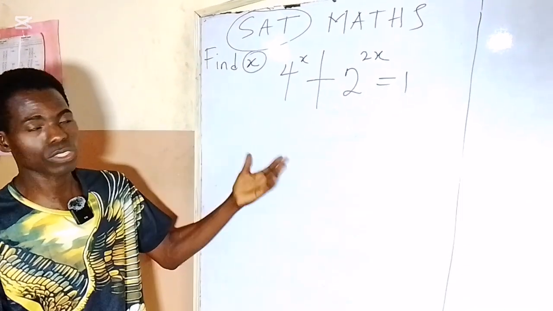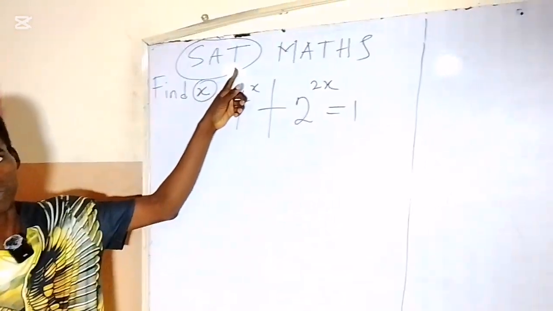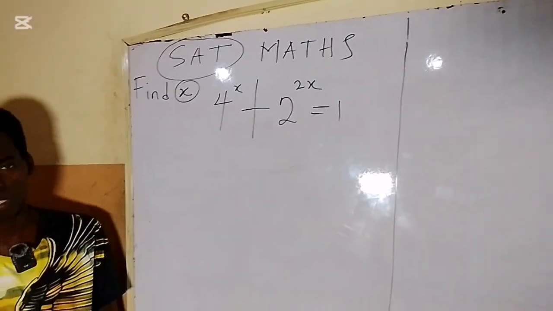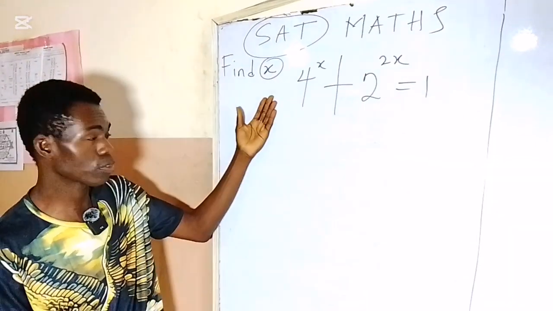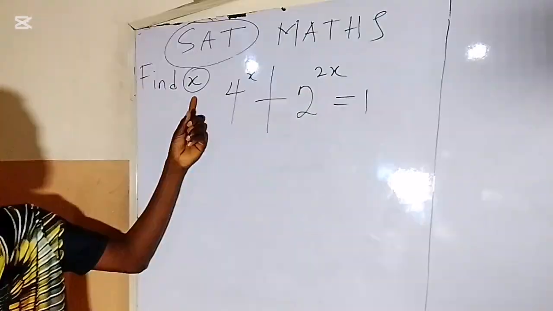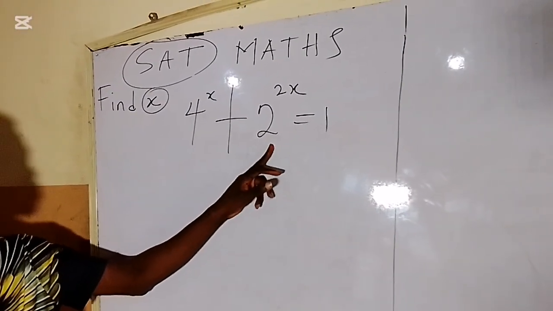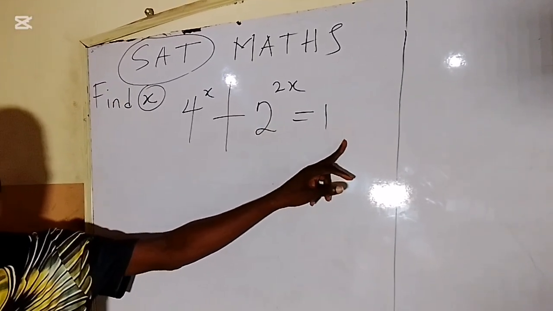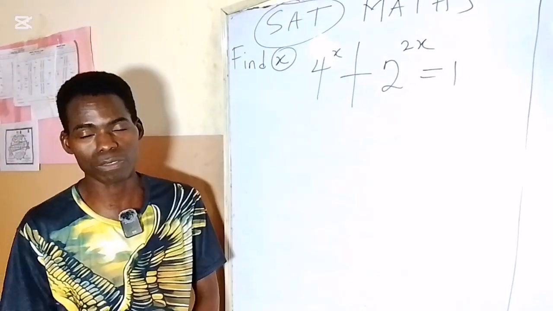Today I want us to consider a question. I took it from the SAT, American Mathematics. So this is an exam type question and we have it on the screen. Find x if 4 raised to the power x plus 2 raised to the power 2x is equal to 1. When they give you something like this, how will you find the value of x?